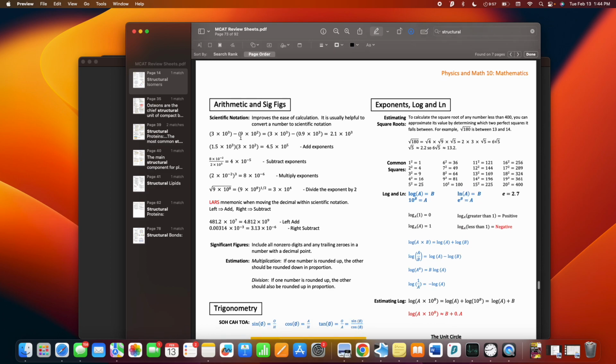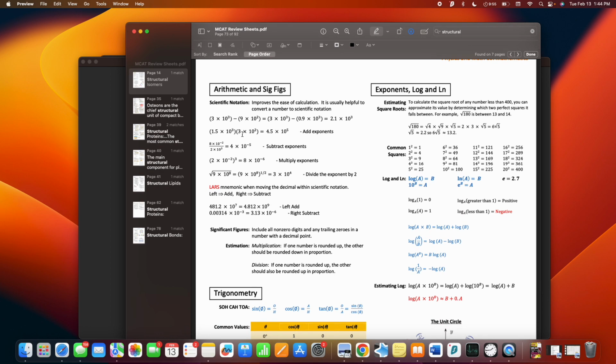So we have scientific notation. It improves the ease of calculation. These are about arithmetic and sig figs. For addition and subtraction, it is usually helpful to convert a number to scientific notation. 3 times 10 to the 3 minus 9 times 10 to the 2 equals 3 times 10 to the 3 minus 0.9 times 10 to the 3, which equals 2.1 times 10 to the 3.